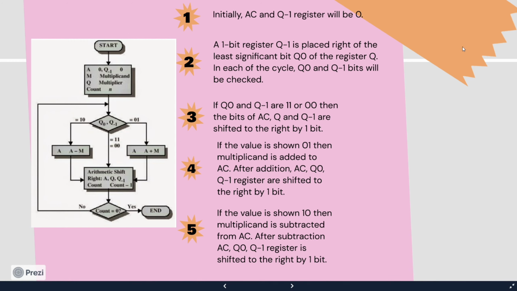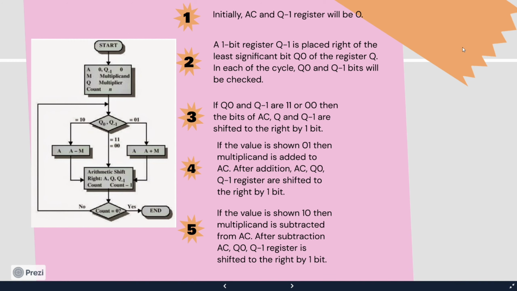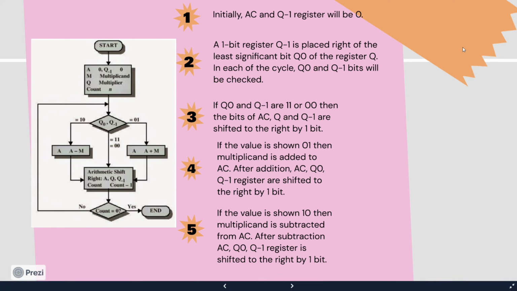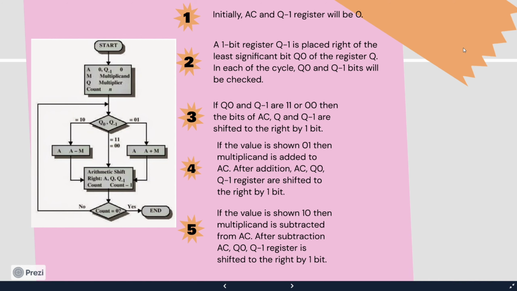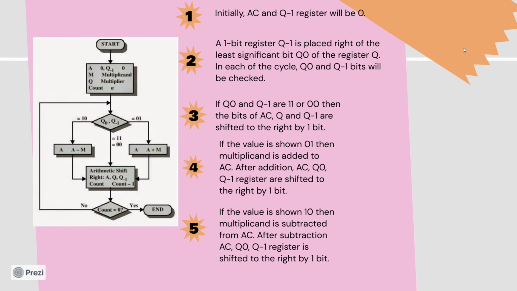If Q0 and Q-1 are 1 1 or 0 0, then the bits of the AC, Q and Q-1 are shifted to the right by 1 bit. If the value is 0 1, then the multiplicand is added to AC. After addition, AC, Q0 and Q-1 registers are shifted to the right by 1 bit. If the value is 1 0, then the multiplicand is subtracted from the AC. After subtraction, AC, Q0, Q-1 registers are shifted to the right by 1 bit.